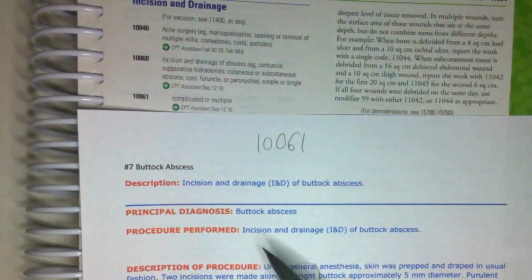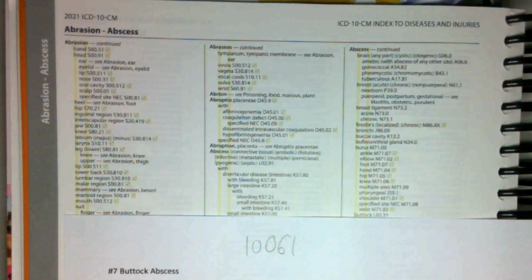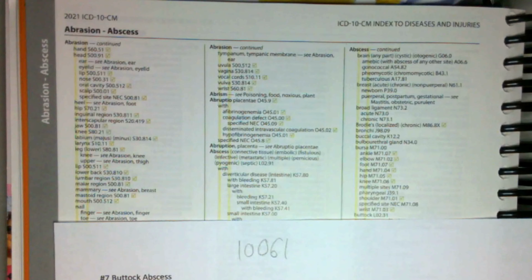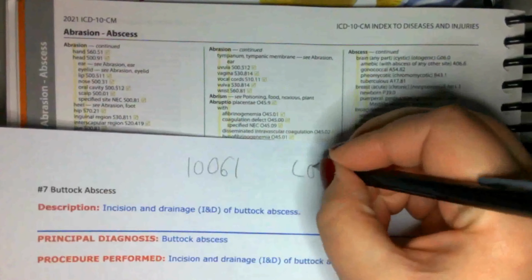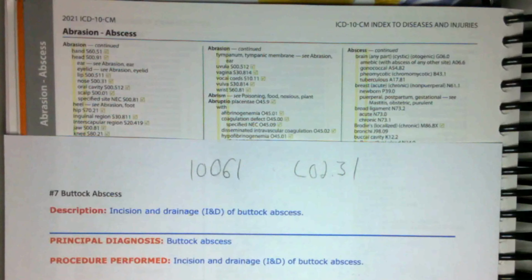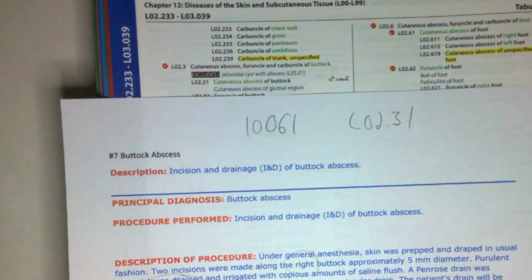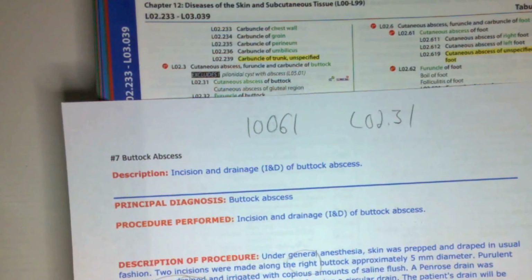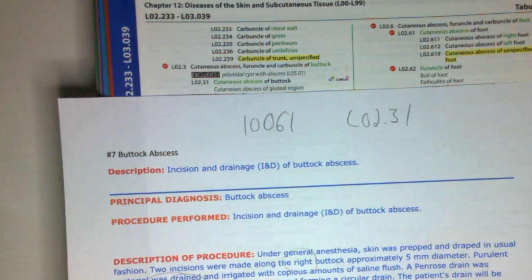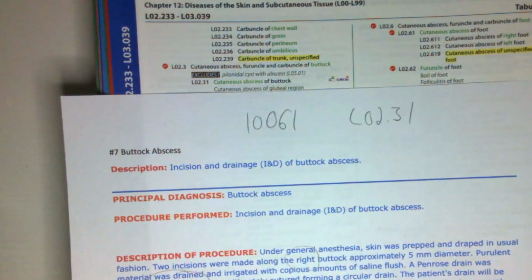10061, and then we need our diagnosis, buttock abscess. So we have abscess, buttock, L02.31. Let's verify that in our tabular. So here we go, L02.31, cutaneous abscess of the buttocks, gluteal region, and then it says here, careful, there's an Excludes1 for pilonidal cyst. So again, just be careful that you're not accidentally assigning these for pilonidal cysts, because those are different designations both in CPT and ICD-10, but it looks like this is good. We don't need any additional character extensions, just the L02.31.